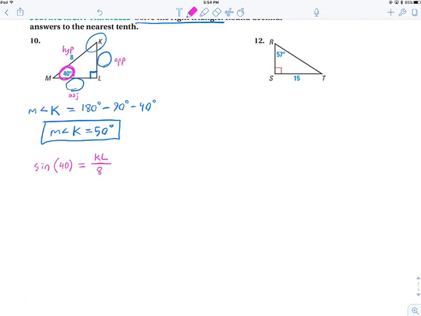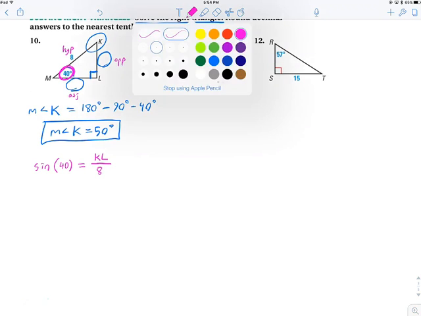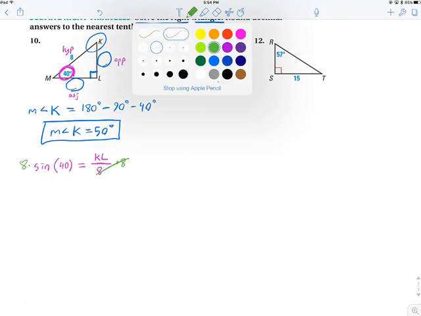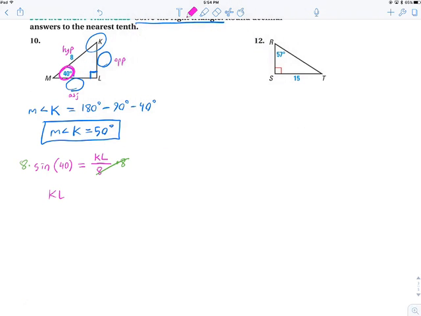And I want to solve for that KL. I want to find that length. So I can multiply by 8 on both sides, and that's it. That's my side length. So I know that KL is equal to 8 times the sine of 40.